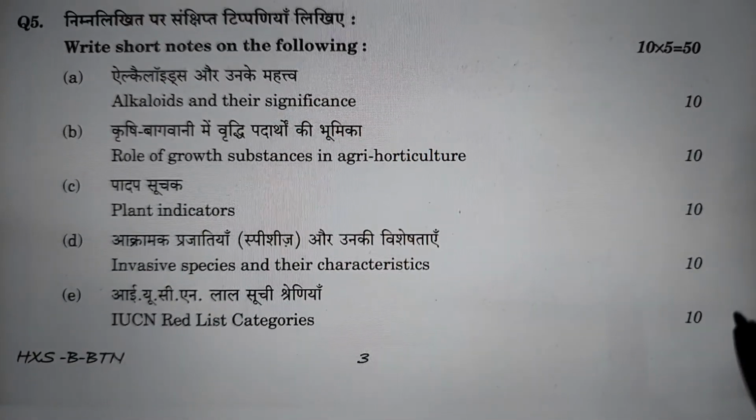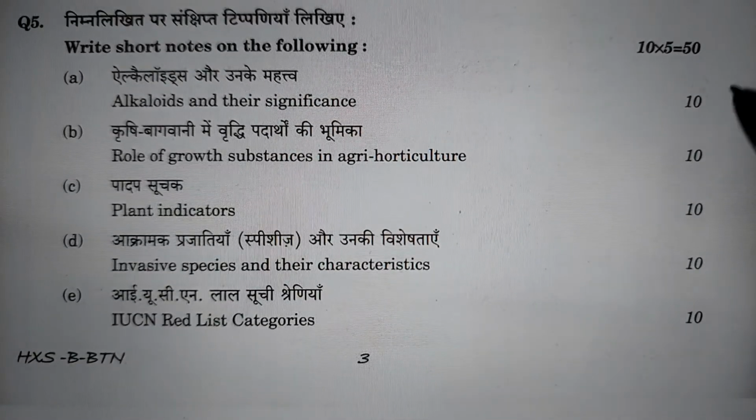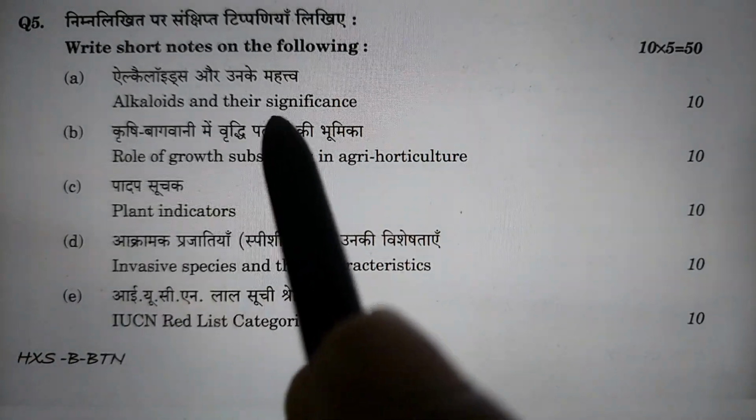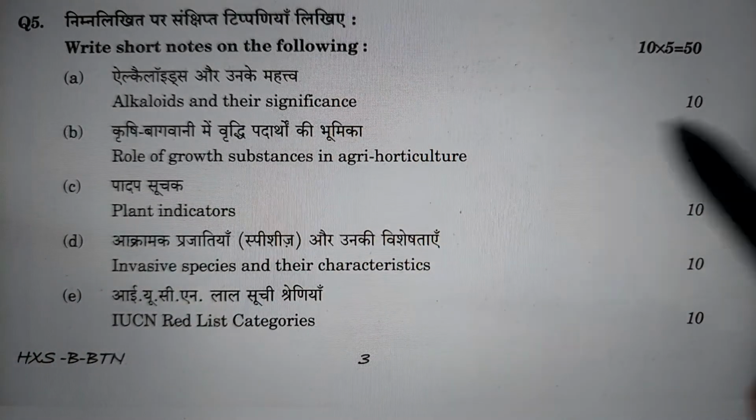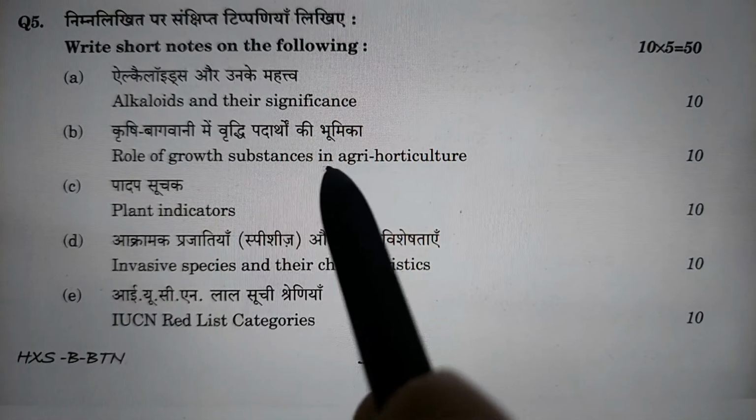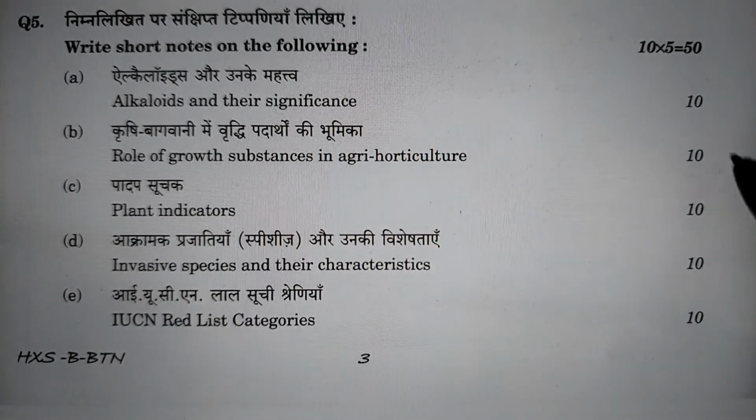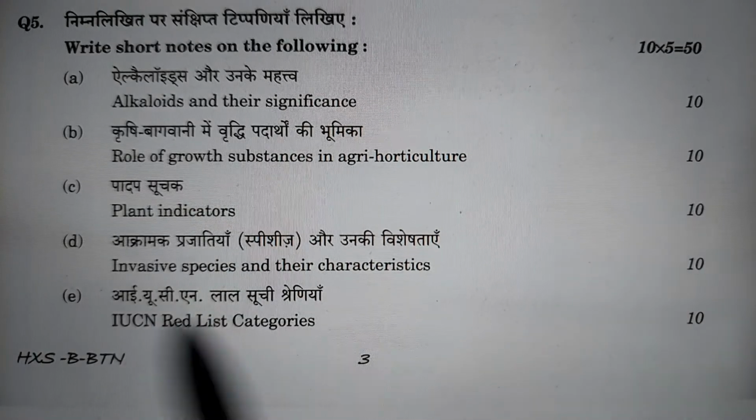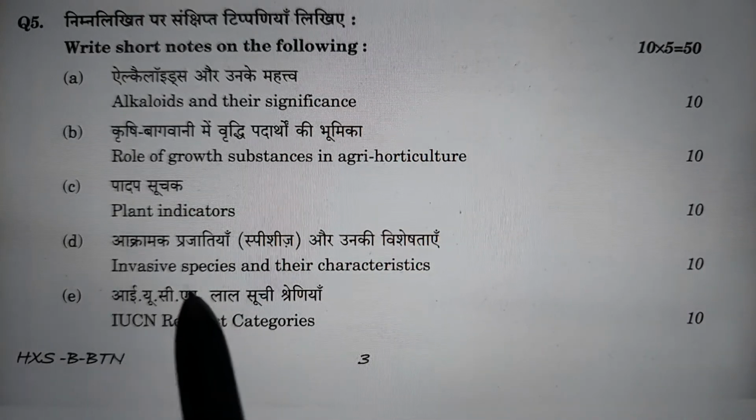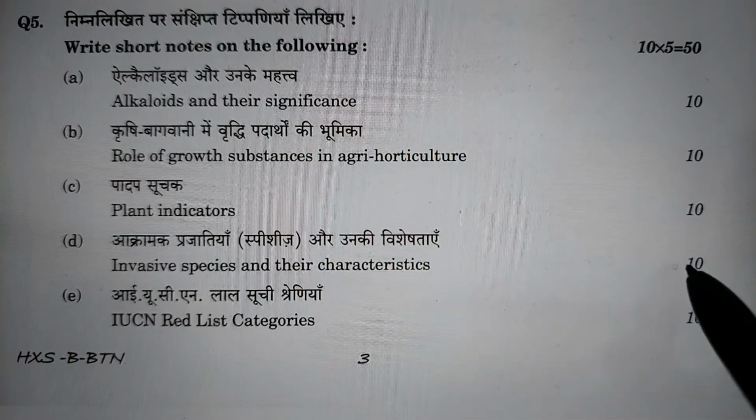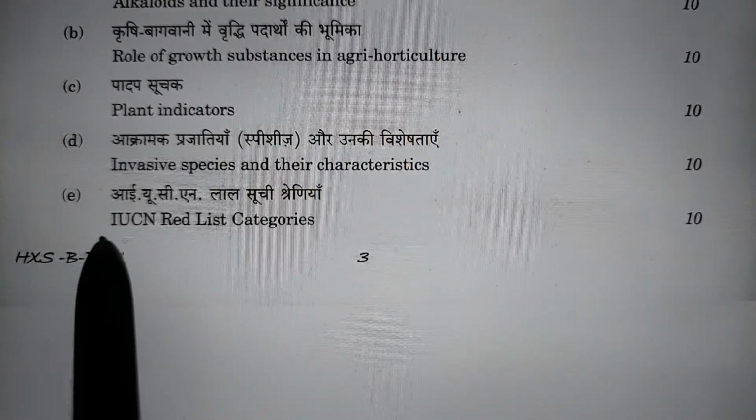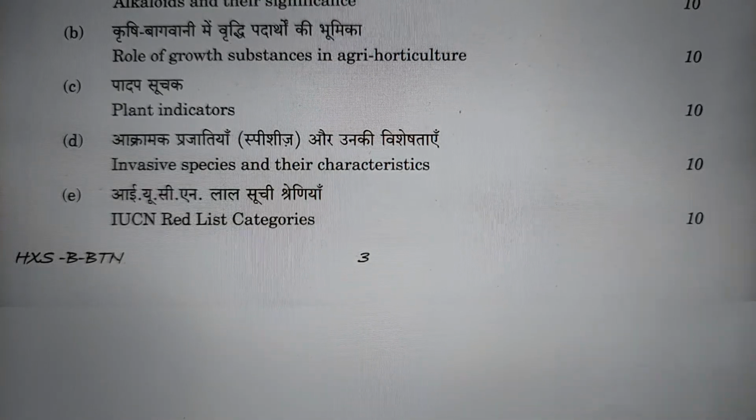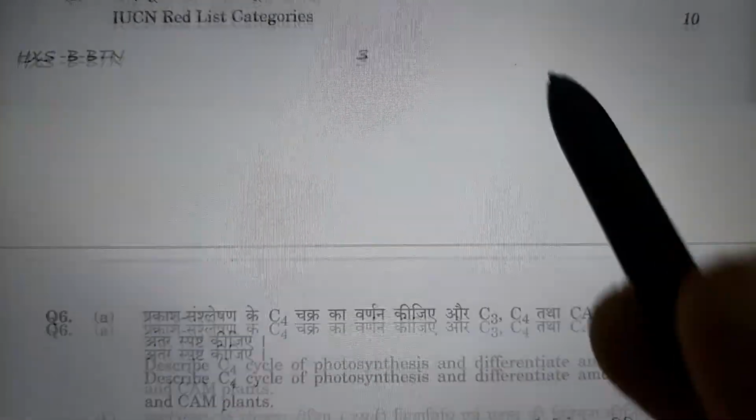This is compulsory, and this one is 5 options, 10 marks each. Question number 5, option A, alkaloids and their significance, 10 marks. Role of growth substances in agriculture, 10 marks. Option C, plant indicators, 10 marks. Option D, invasive species and their characteristic, 10 marks. IUCN red data list categories, 10 marks. So these are all compulsory.